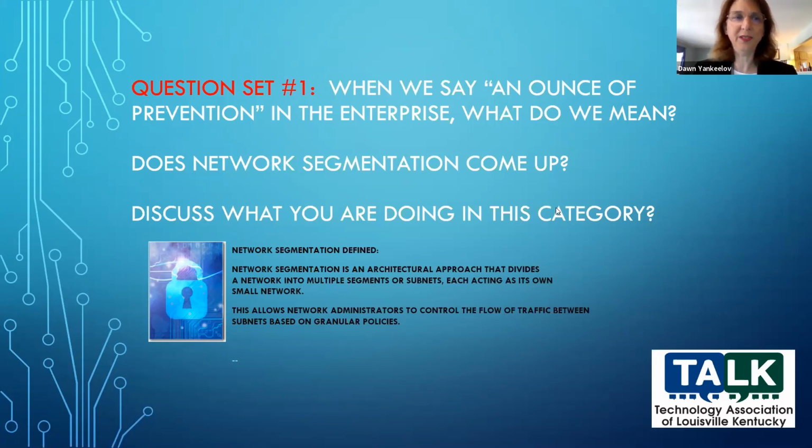All right, so the idea here is we're going to have a little discussion. When we say an ounce of prevention in the enterprise, what do we mean? This is a conversation about what you're doing or what you feel like you should be doing. One of the first things we want to talk about is, does network segmentation come up in your organization? Now, I'm going to have Dwan Haynes, who works for Aegon and is my co-host for this presentation, give us a little overview of what he does and then how he has seen network segmentation work, and then we'll allow the rest of you to jump in at will.